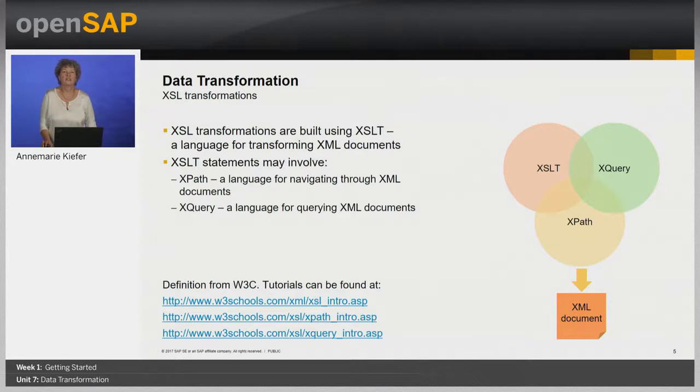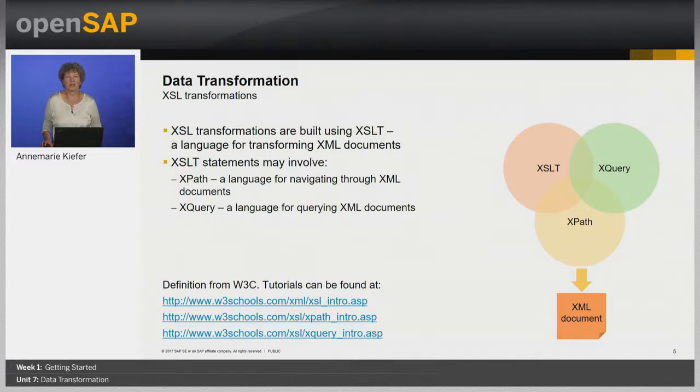XSLT is a language for transforming an XML document from one format to another. The transformation statements are written as template rules. When writing your transformation rules with XSLT, you can also use XPath and XQuery. These 3 languages are closely intertwined.